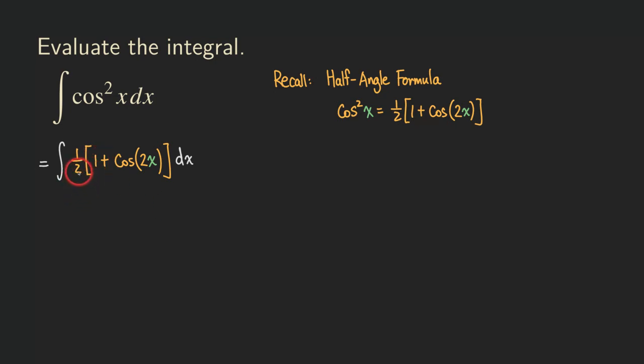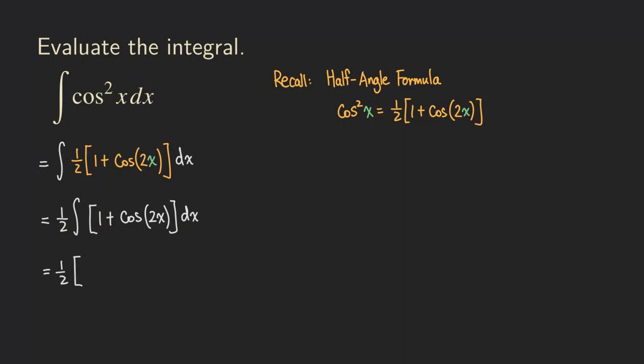As you can see here, the 1/2 is a constant. So to integrate this function, we do not need to worry about this 1/2. We can actually take it outside the integral so that we don't need to worry about it until the end. So here we are going to get 1 over 2 times the integral of 1 plus cosine of 2x. Now there are two terms in here, and we can integrate both of them directly without having to use any special techniques. Let's do that.